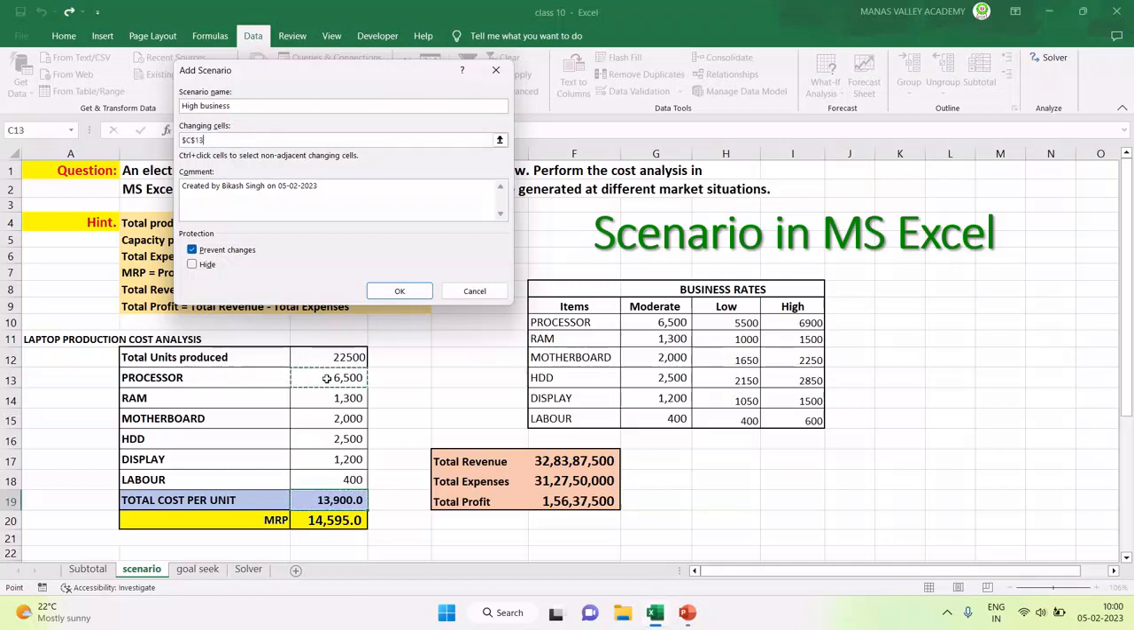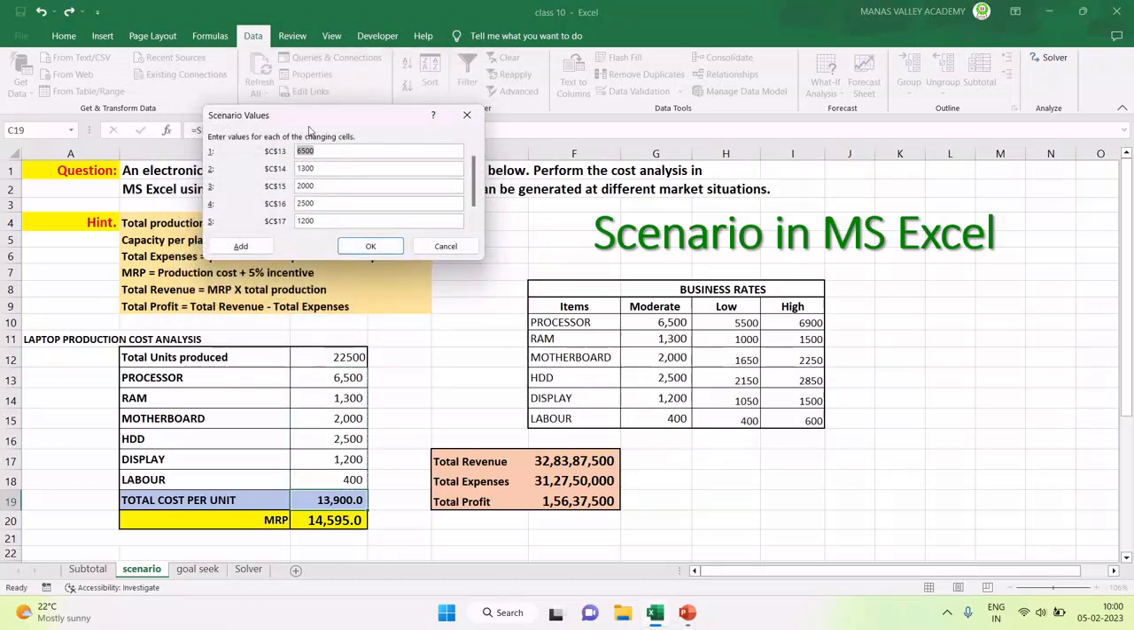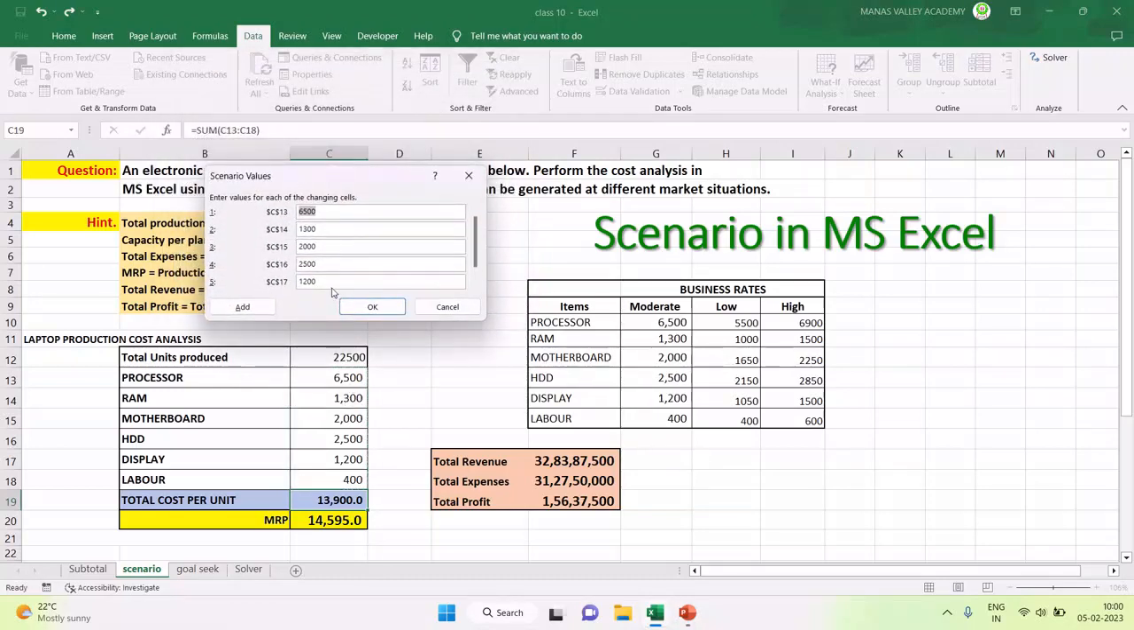So just click on the first cell and drag it. You will find all the cell addresses of the processor, RAM, motherboard, and hard disk cost appear here. These are the cell addresses. Now click on the OK button.